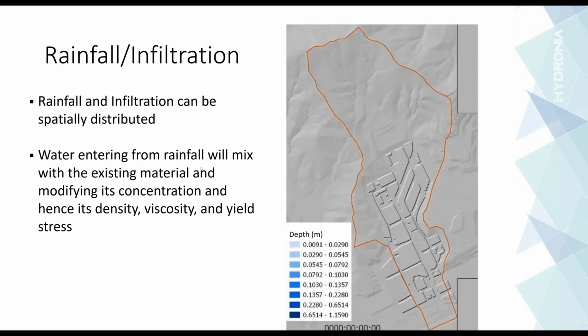As the rainfall enters your mesh, it will mix with the material that exists or is flowing, and it will modify its concentration. By modifying the concentration, of course, we will modify the density, viscosity, and yield stress. So the rainfall may alter an event in a big way. If you had an event occurring during a rainfall situation, then you can have that as a scenario and model that as well.